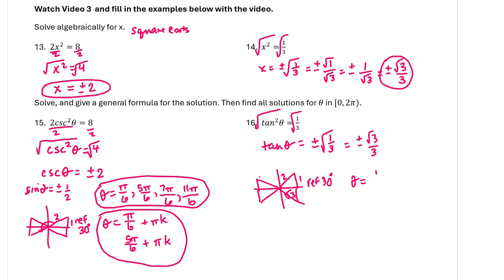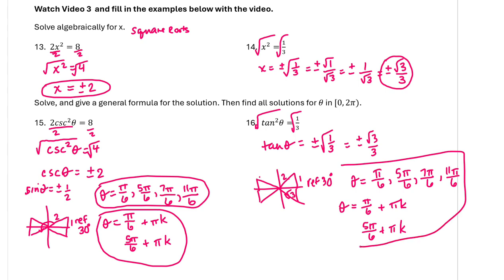So our answers are actually the same as the last problem. That's just a total coincidence. It just kind of happens a lot because there's not a lot of choices for the unit circle, right? So just kind of writing everything down, even these would be the same. So pi over 6 plus pi k and 5 pi over 6 plus pi k. Now you guys try those next two on your own and make sure you got it.